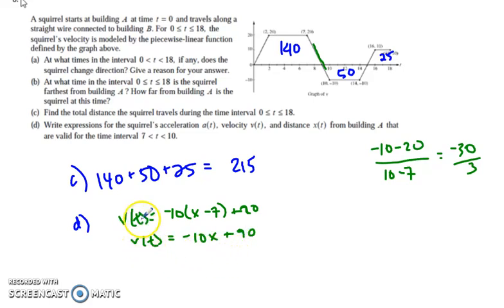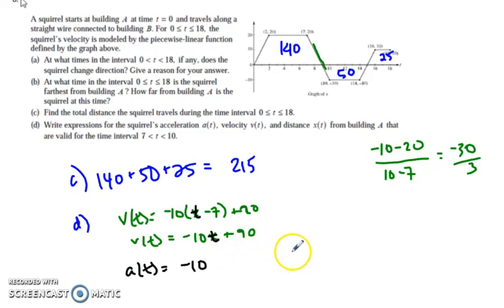Oops, I just realized I'm using t's and x's. So why don't I fix that and I'll just use t's as our time here. So now for acceleration, we just have to differentiate velocity and we just get out negative 10. So that is our acceleration function.